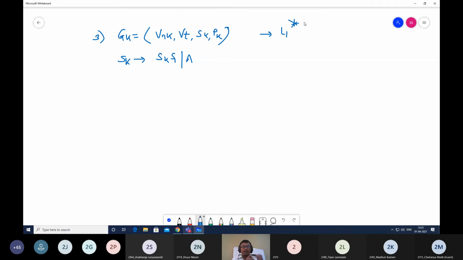When I want to repeat that part of my string again and again, how can I repeat? SK gives SK S1. If I want to repeat it 2 times, I'll apply SK gives SK S1 2 times, and then finally SK gives null. When I want the string zero times, directly SK gives null. When I want it once, first SK gives SK S1, then SK gives null. When I want it twice, SK gives SK S1, again SK gives SK S1, then SK gives null.